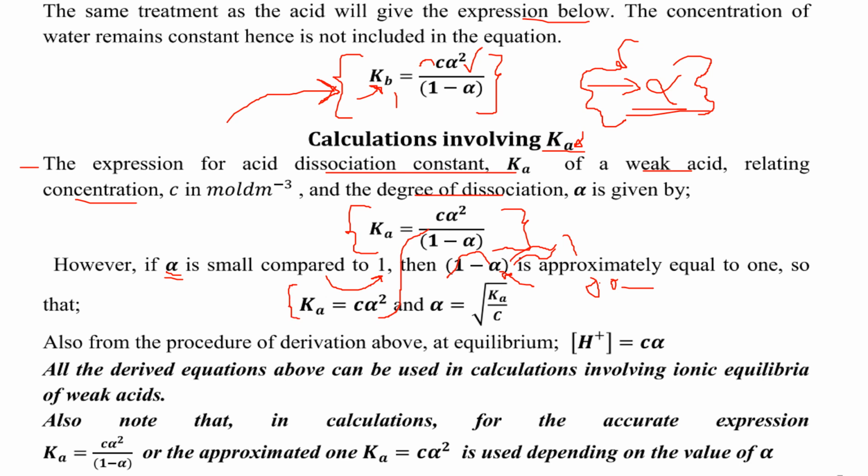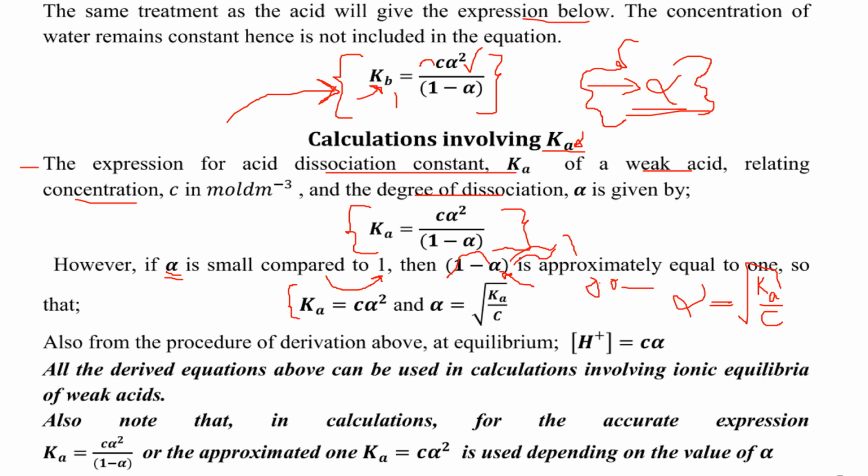Now in this case, we make alpha, or the degree of dissociation, the subject. Once you make the degree of dissociation the subject, you remain with Ka divided by C. And then to remain with the degree of dissociation alone, you put roots on both sides and remain with alpha being equal to the square root of Ka, which is the ionization constant of an acid, divided by the concentration which has been given in the question.